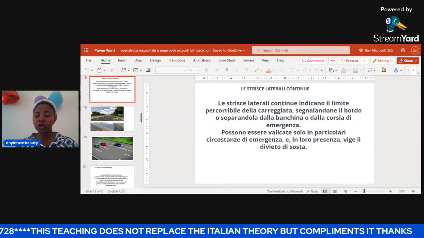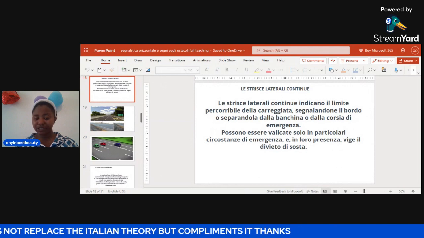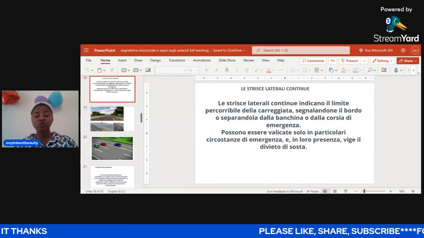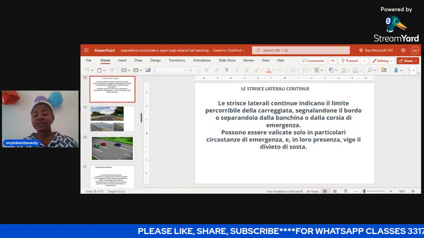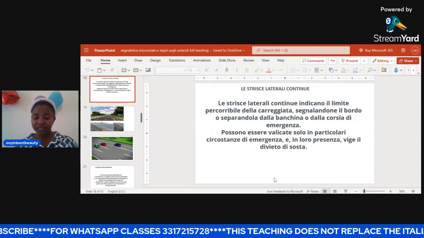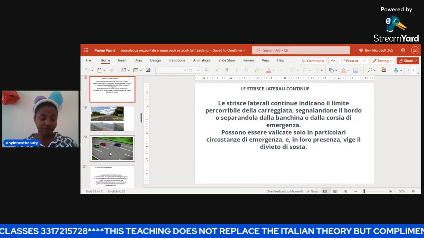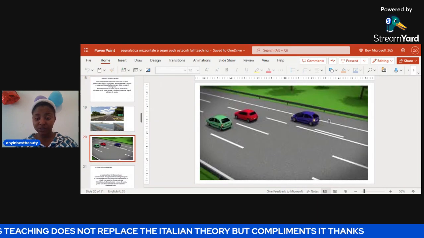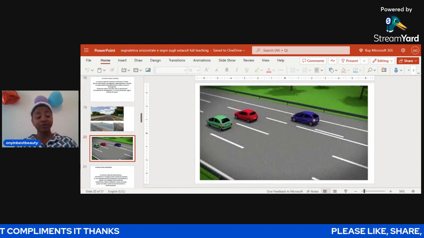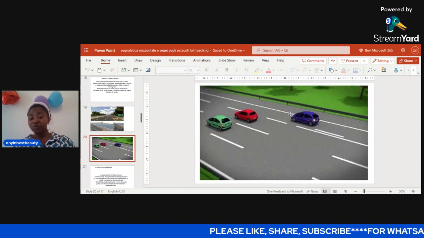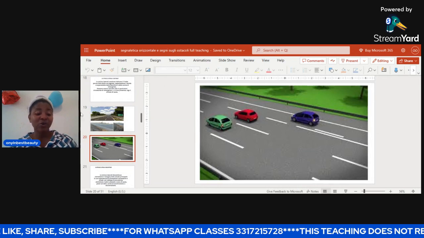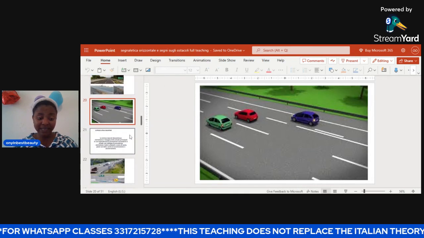Possono essere valicate solo in particolari circostanze di emergenza. Only for particular emergency situations can you enter this place, only for emergency circumstances. In loro presenza, vige il divieto di sosta. This continuous line can only be crossed for emergency situations, unlike the discontinua one. It tells you the limit beyond which you cannot pass on this carriageway. No crossing, you use it only for emergency circumstances. All right, that is what that sign is for.